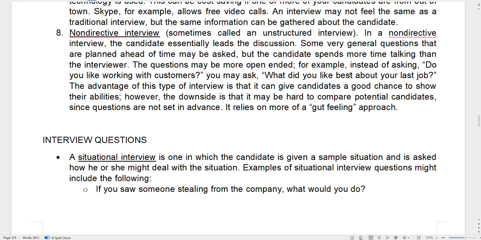So, yan mga ganyan, ina-assess nila yan in a situational interview. Para alam nila, when time comes, ano kaya ang gagawin mo. Okay? So, ganyan siya.